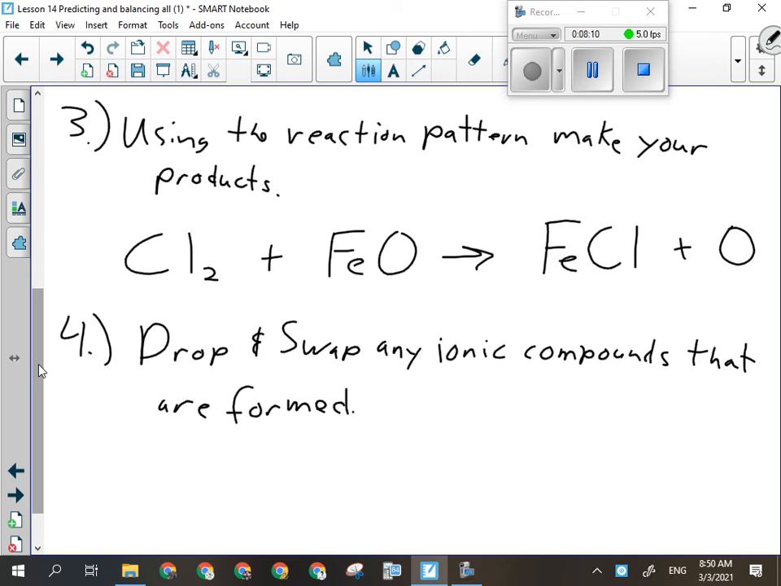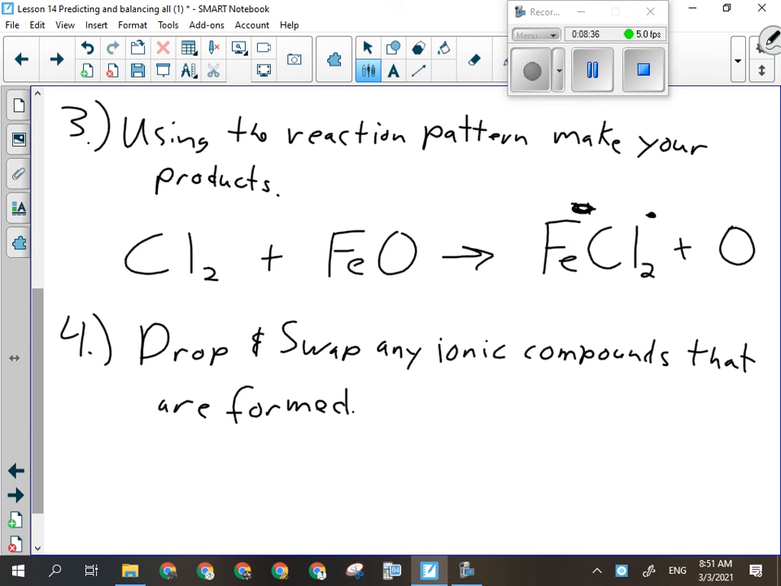Okay? In this reaction, I do have an ionic compound. It's right here. And I need to drop and swap it. Iron, as we learned over here, is a 2+, because this was iron, Roman numeral 2, oxide. So I'll put the 2 here. And chlorine is always a -1, so I drop and swap. Now that compound is good the way I have it written.